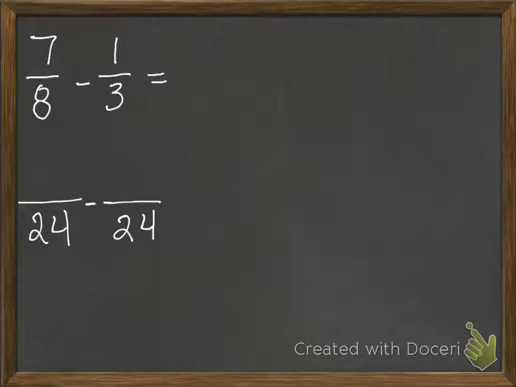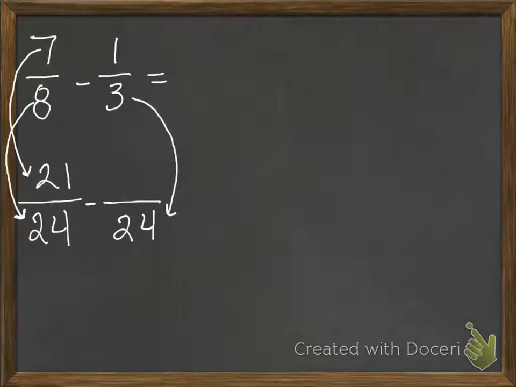But now I have to ask myself, to get that 24, I did 8 times what to get 24? 8 times 3. So I have to do that to the top. 7 times 3 is 21. Okay, now I have to do it over here. 3 times what gave me 24? 3 times 8 gave me 24. So I have to do that to the top too. 1 times 8 is 8.